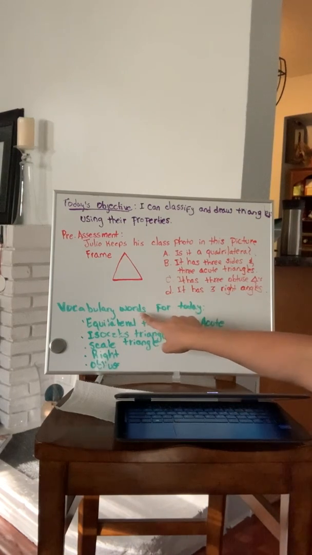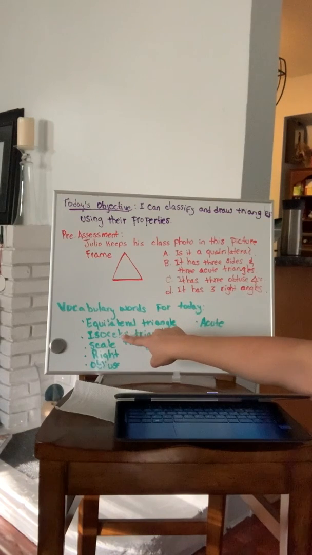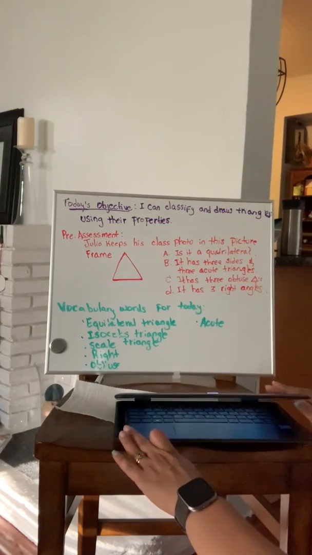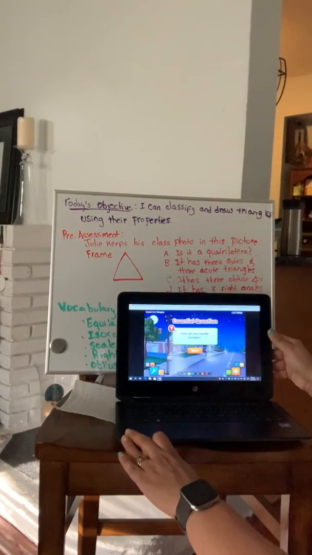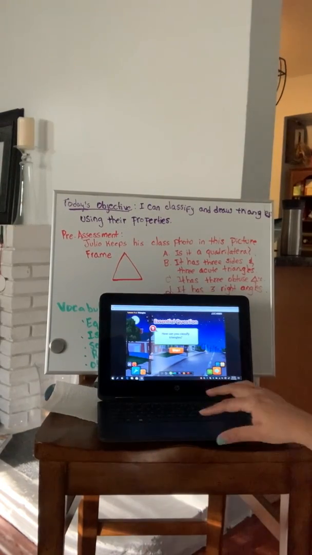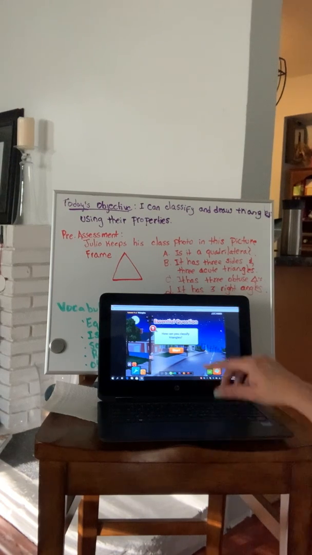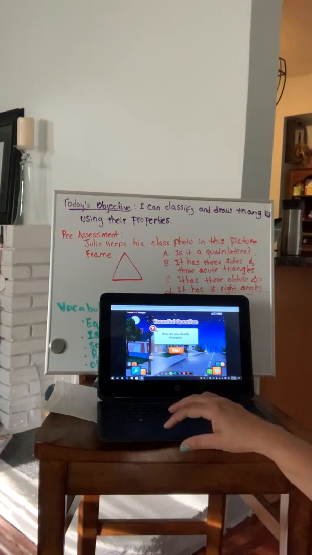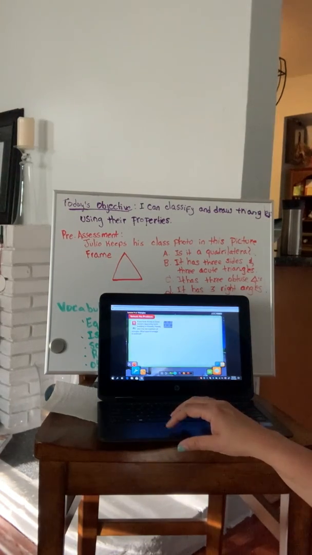Now, some of the vocabulary words for today are going to be equilateral triangle, isosceles triangle, scalene triangle, right angle, obtuse angle, and acute angle. And you'll see us talking about that in a minute. But in the meantime, let's look at our essential question for today. And that is, how can you classify triangles? Okay, and there's going to be two ways to do that, okay?